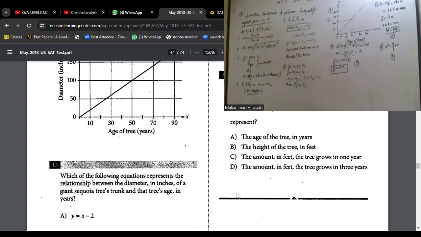B, the height of the tree in feet, is not true. C, the amount in feet the tree grows in 1 year, is not true because it's not the rate. And the amount of feet that it grows in 3 years is not the answer of this. So this w just represents the age of the tree in years.